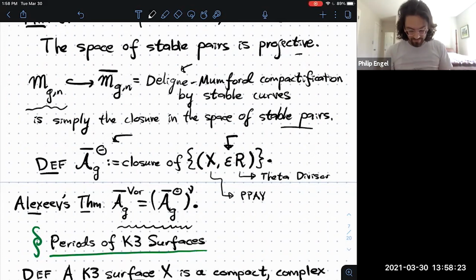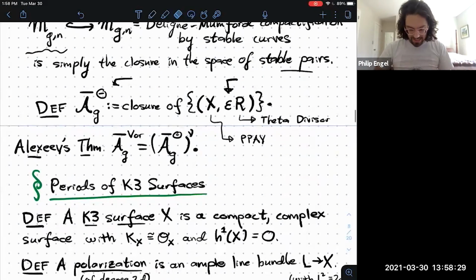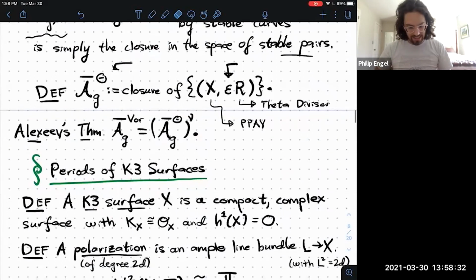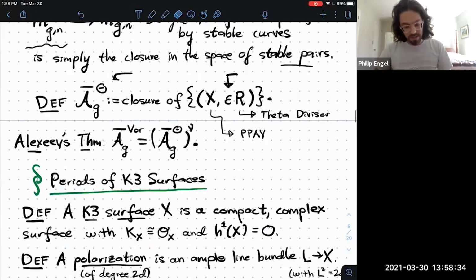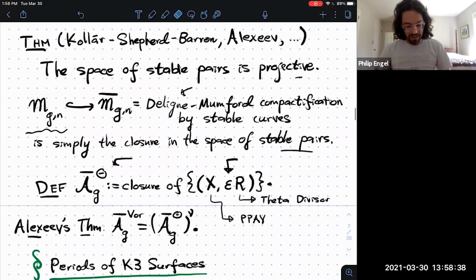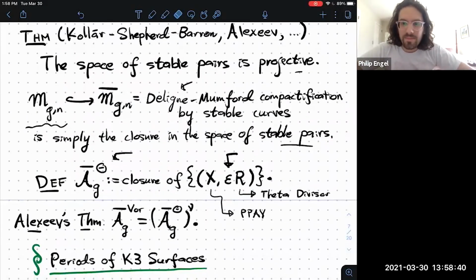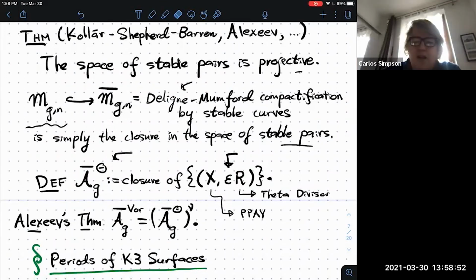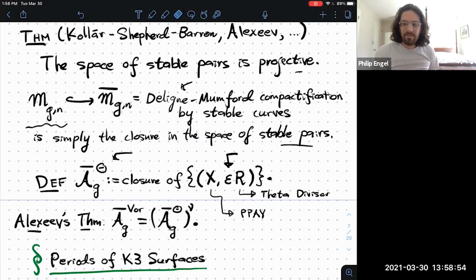So maybe I should stop there for this lecture, because next time we're going to discuss how to do an analogous thing, but for K3 surfaces, and that seems like a new topic. Yeah, so that's it. So, okay, let's thank Philip for a nice talk.